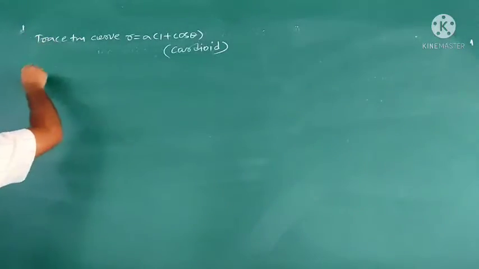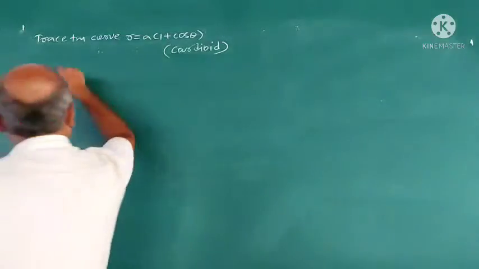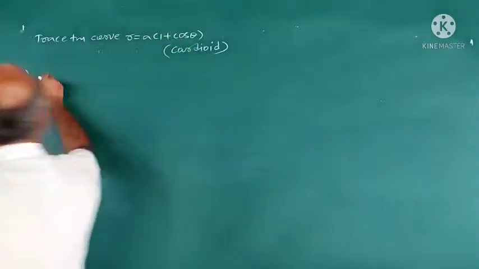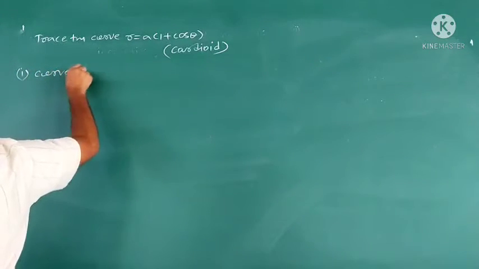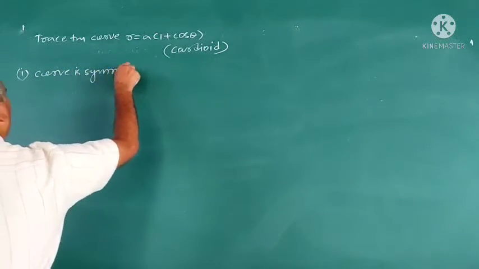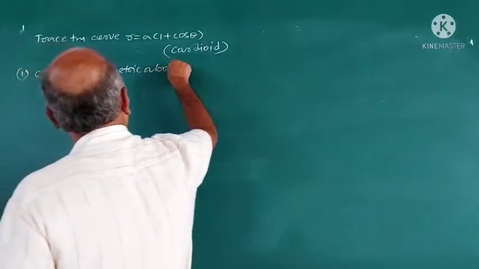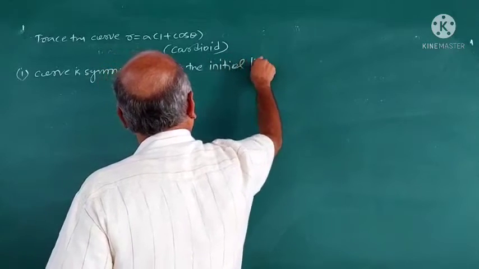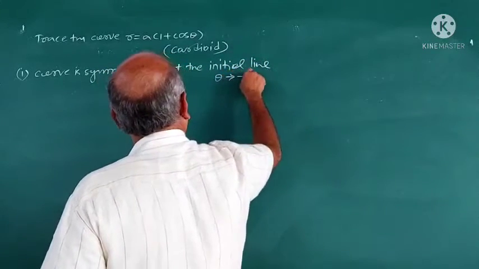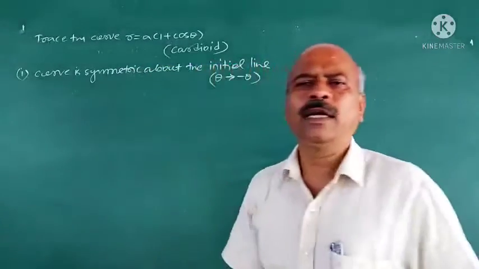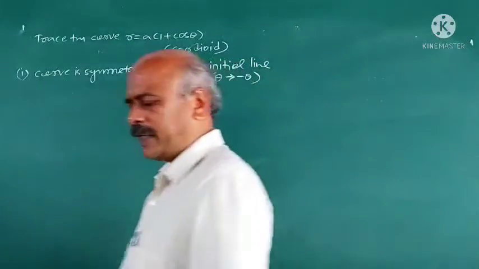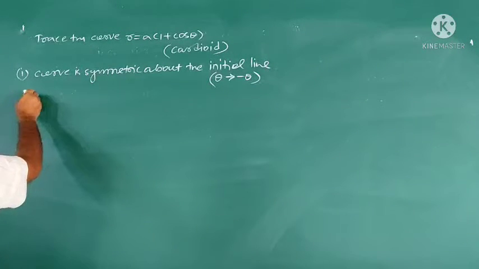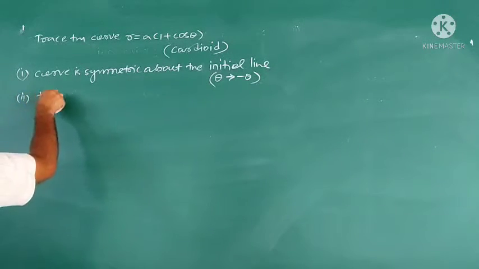Now I explain quickly the important things to be used to trace the curve. R is a into 1 plus cos theta. In this case also, the curve is symmetric about the initial line. Why is the curve symmetric about the initial line? Because if theta is changed to minus theta, the equation is unaltered. Second is the tangent at the pole.